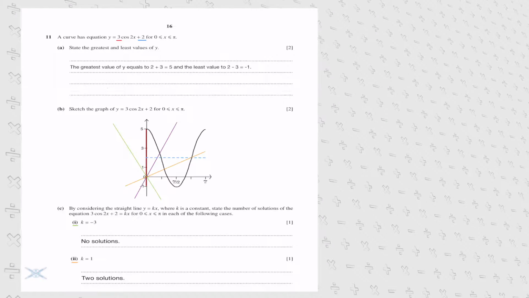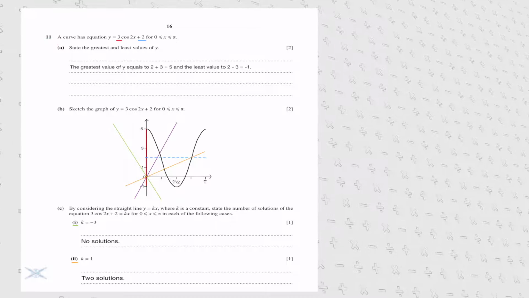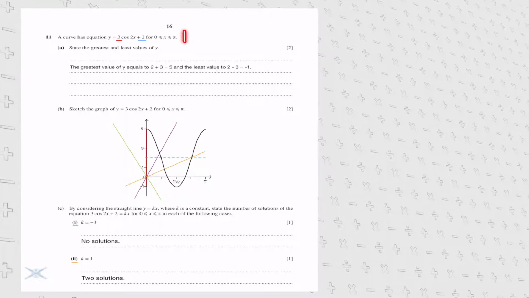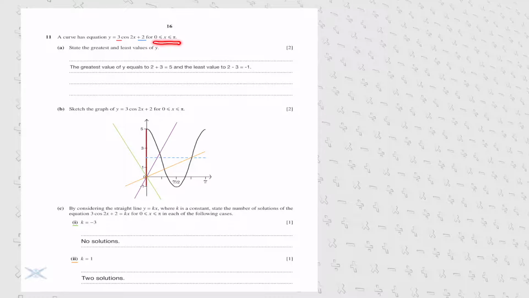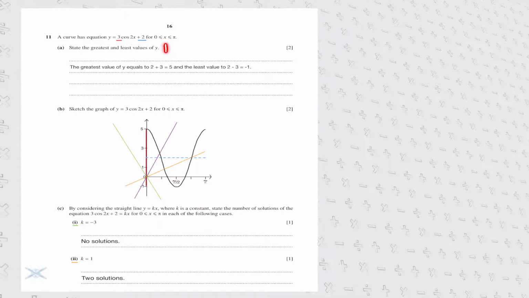We have arrived at the final exercise of this exam paper, exercise 11, and here it states that a curve has equation y equals 3 cosine 2x plus 2 for x within the interval 0 and pi inclusive. In part A we are supposed to state the greatest and least values of y.